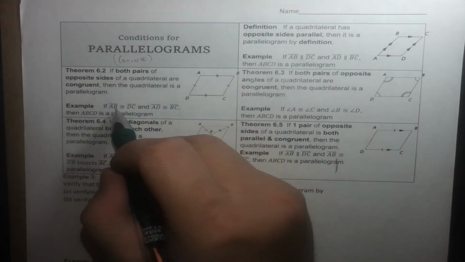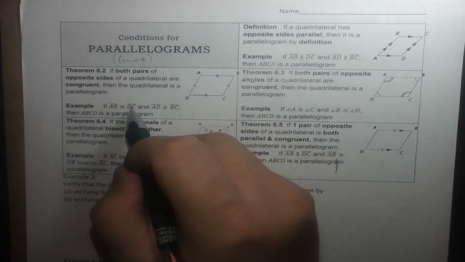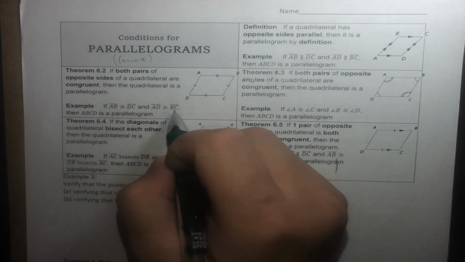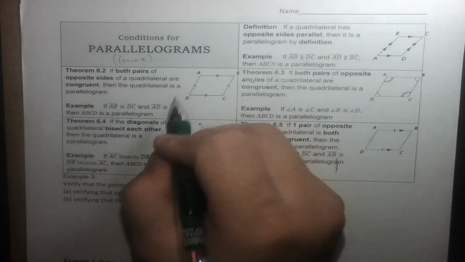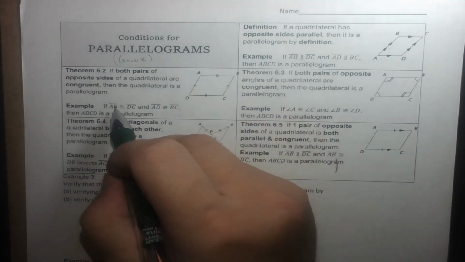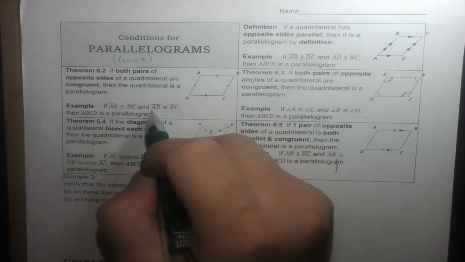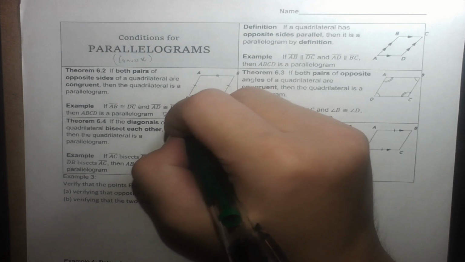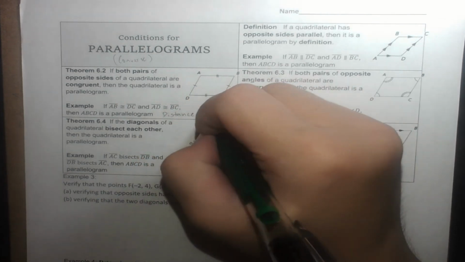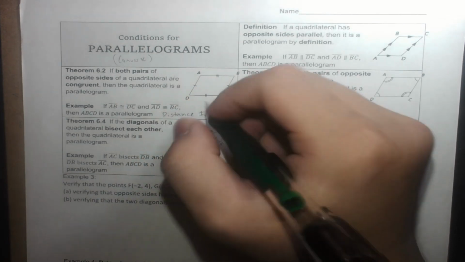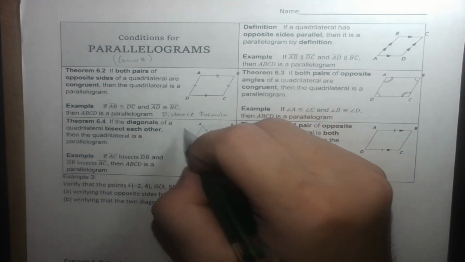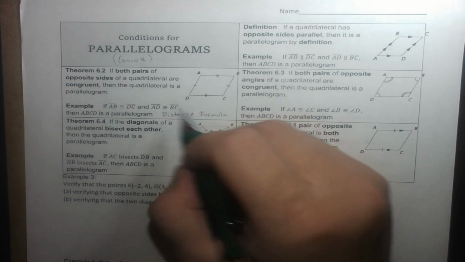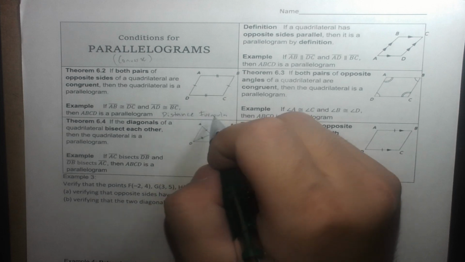If line segment AB is congruent to line segment DC, and line segment AD is congruent to line segment BC, then this figure is a parallelogram. And how we can verify these things on a coordinate plane is by using the distance formula. Hopefully you remember what the distance formula is. If you don't remember what that is, I highly recommend that you go back to your notes. So please make sure that you're reviewing Unit 2, okay?